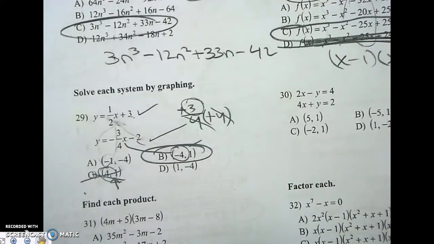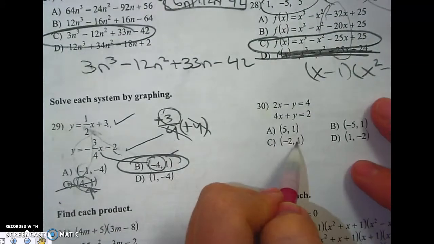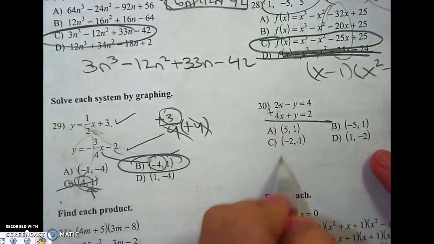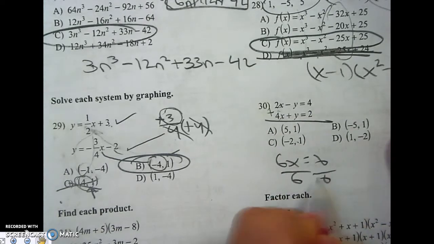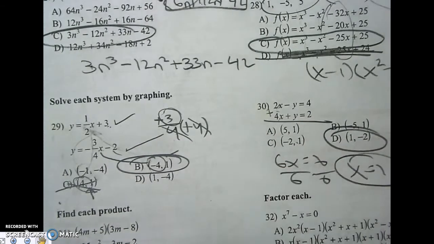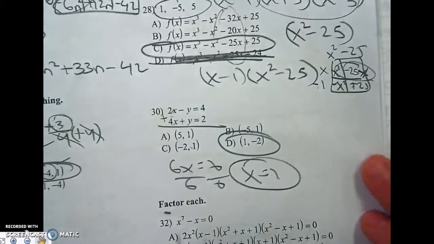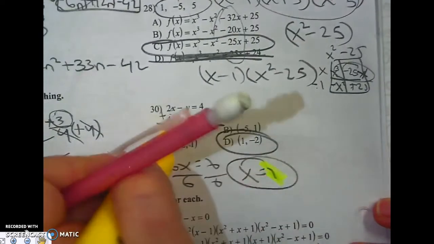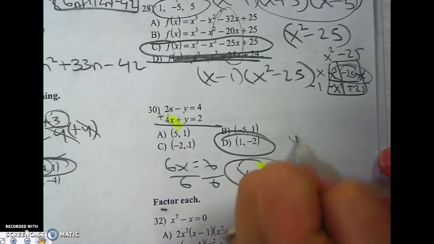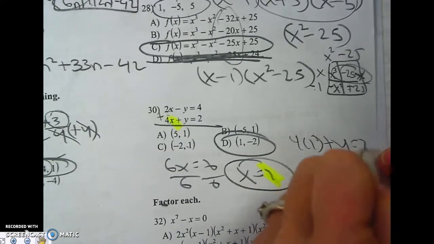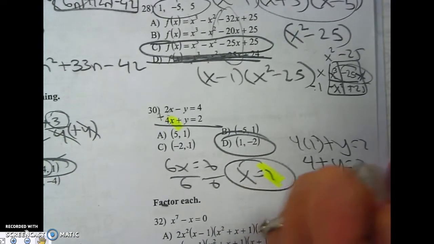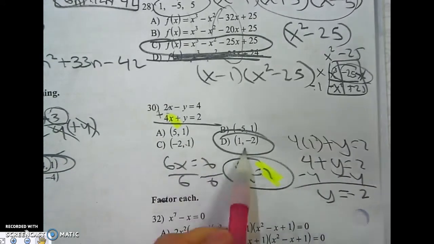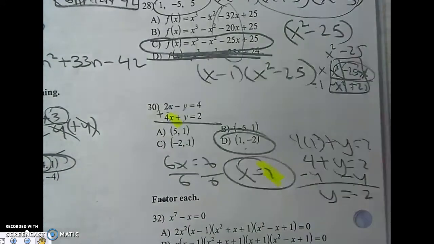The answer is B. Number 30, I can play the same game, but honestly, this is set up so pretty for me to solve by elimination. 6x equals 6, divided by 6, x equals 1. D happens to be the only one that has x equals 1, so I could just double check, make sure I'm good to go by taking the 1, putting it in for x. 4 times 1 plus y equals 2, 4 plus y equals 2, minus 4, y equals negative 2. And that's what that is, so I know I'm good to go.